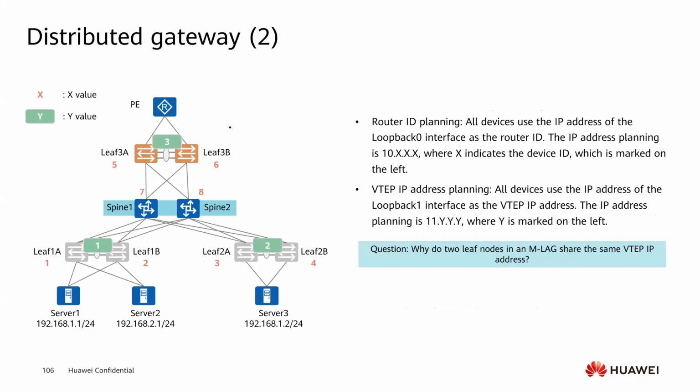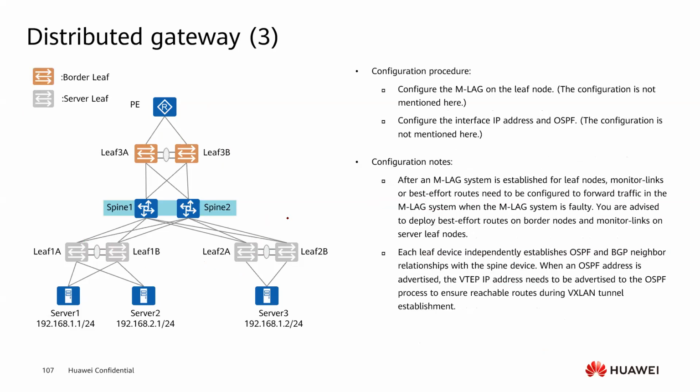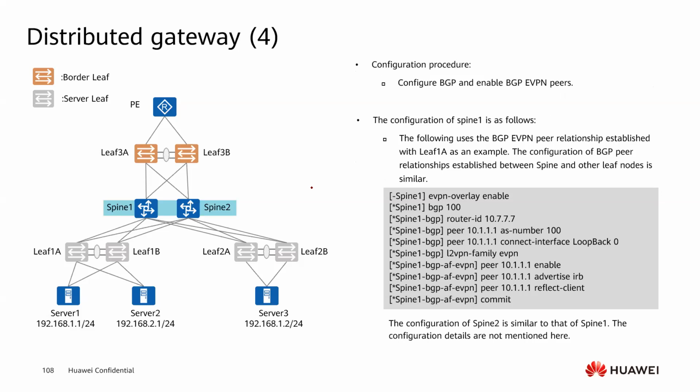Now we have a topology figure, just to tell you how we plan the IP addresses, but it doesn't matter. All right, we just need to configure the config progress. For the M-LAG config, I thought we can just see it after this class. But we can see what we configured for the BGP and BGP VPN.